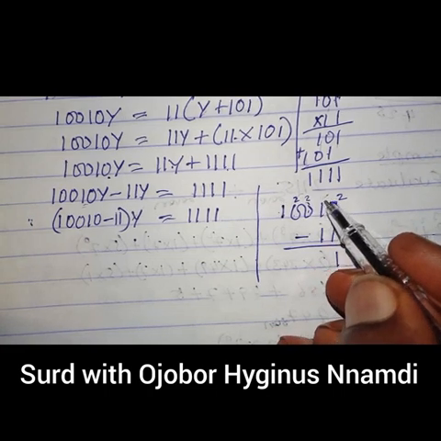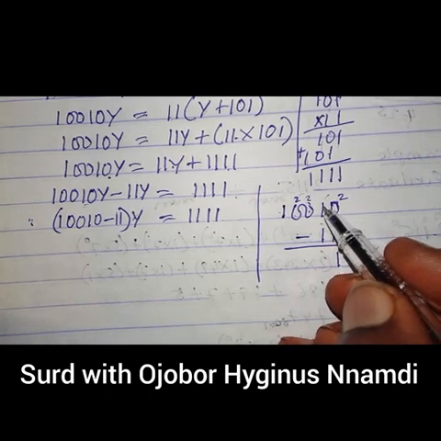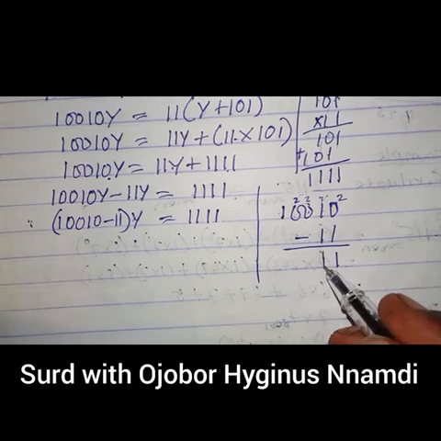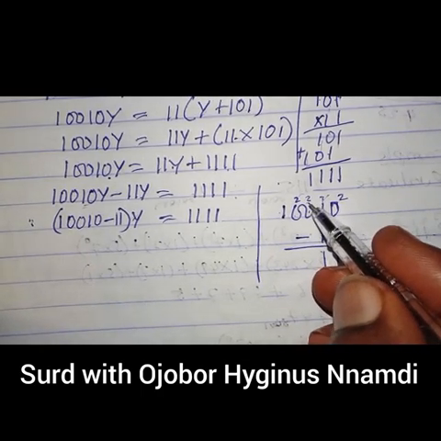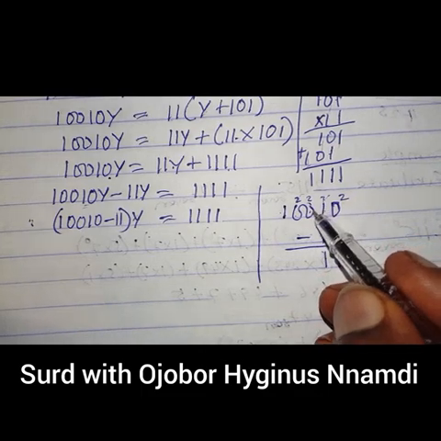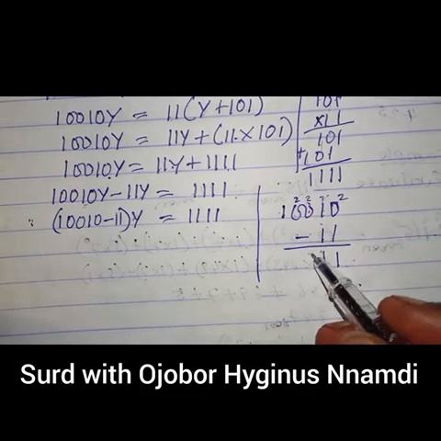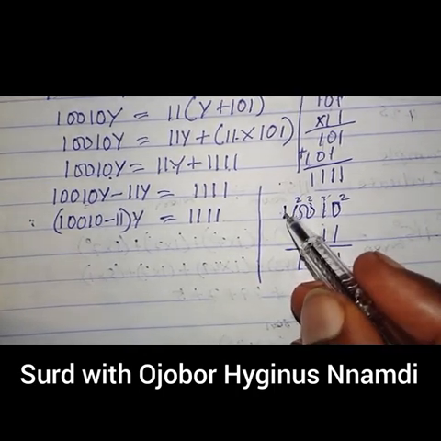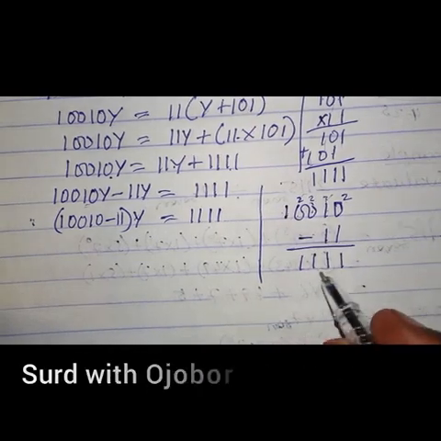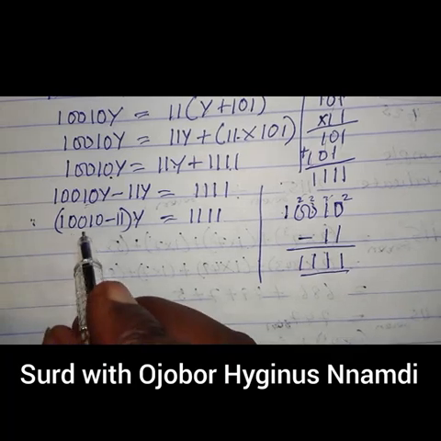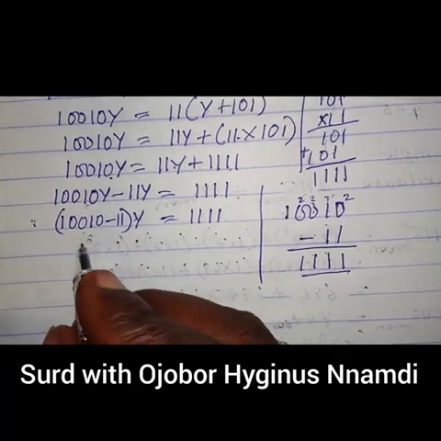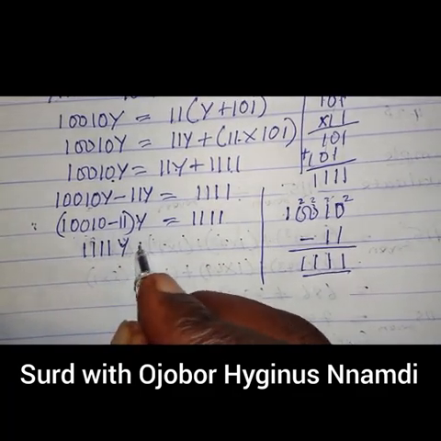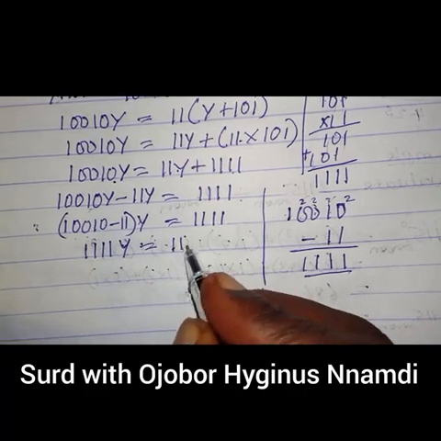Then borrow 1 again from that 2, put it here. Remember, this was 0 because we've removed the 1 here. It becomes 2. 2 minus 1 will give us 1, and 1 is remaining here. After we've removed 1 from the 2, it is now 1. Then 1 is also remaining here, and remember, it is here we raised that 1 from, so this is 0. So we have 1111. So 10010 minus 11 will give us 1111, so 1111 base y equals 1111.